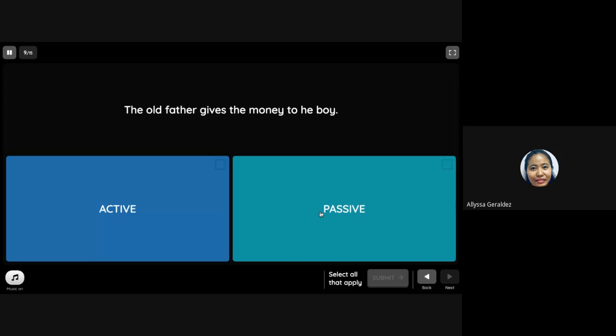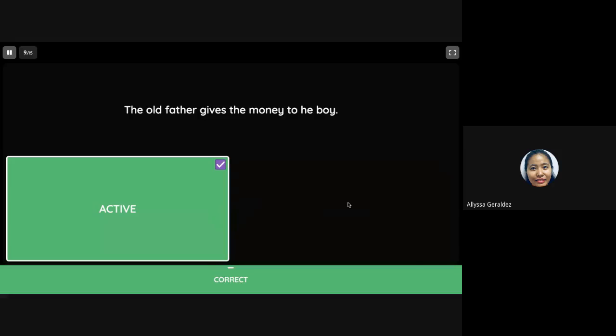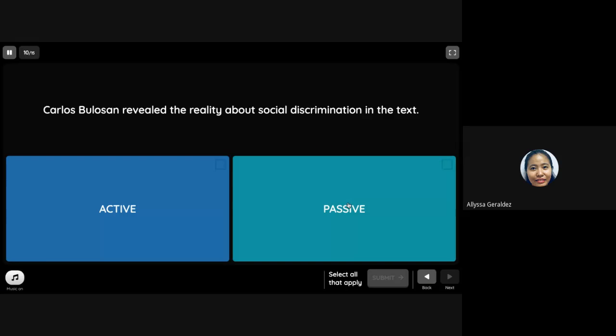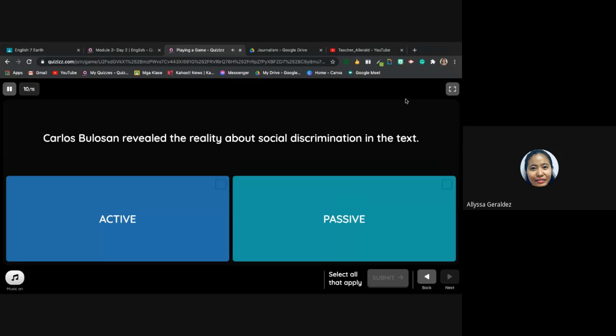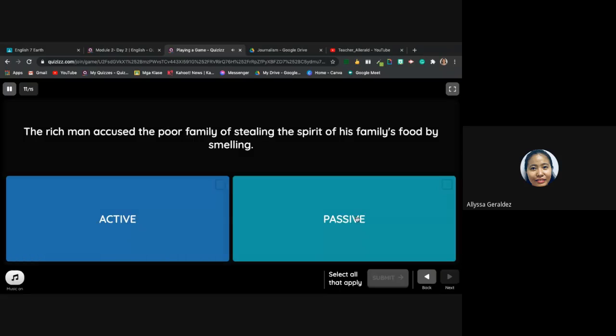Let's try to identify the statements that follow. The old father gives the money to the boy. Is it active or passive? Okay, very good. It's active. Carlos Bulosan revealed the reality about social discrimination in the text. Is it active or passive? Okay, it's active. How about the rich man accused the poor family of stealing the spirit of his family's food by smelling? Is it active or passive?